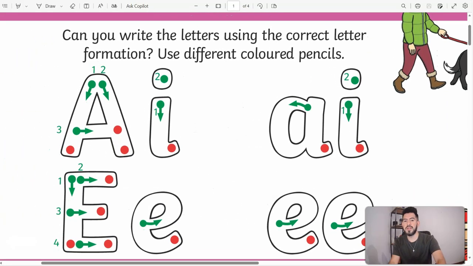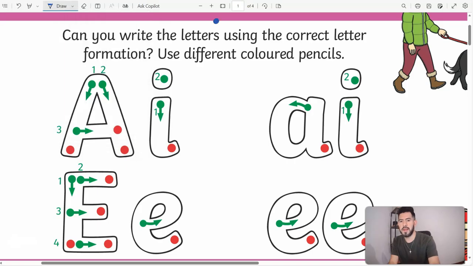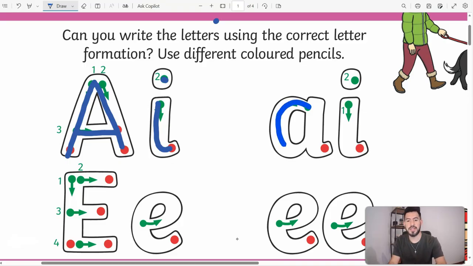You will need a colored pencil, and you will just try to follow the correct formation of the letter. I will use, for example, a blue pencil. I will make it a bit thicker. And you will go like this, okay? You can also say the sound as you trace it. A. Now the lowercase. A.